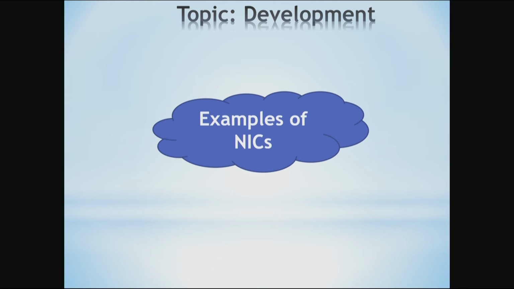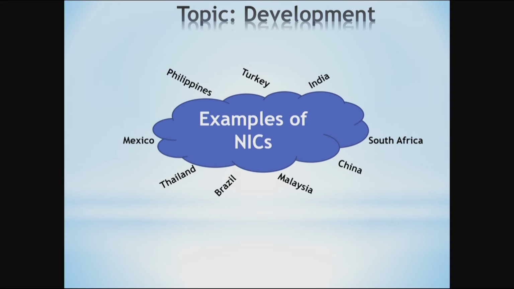So what are examples of NICs? Okay, we see Mexico, Brazil, Turkey, South Africa, India, China, Thailand, Malaysia, Philippines, and Indonesia. We have seen all the 10 NICs. Now, from which region does each country come from? Let us do a little activity.